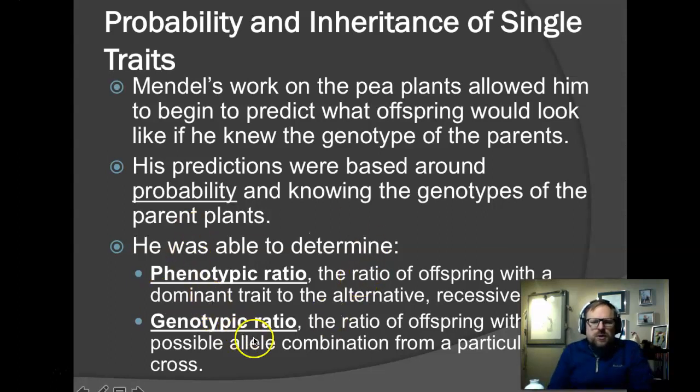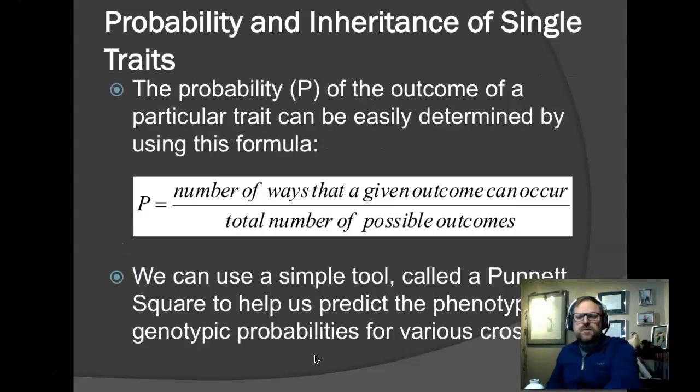The genotypic ratio would be the ratio of offspring with each possible allele combination from a particular cross. So what would be the ratio of homozygous dominant to homozygous recessive to heterozygous? Or big R to little r to big R little r. Does that make sense? Something along those lines. So those are our ratios that we're dealing with. The probability of an outcome of a particular trait is easily determined using this formula. This is not complicated math in any way, shape, or form.